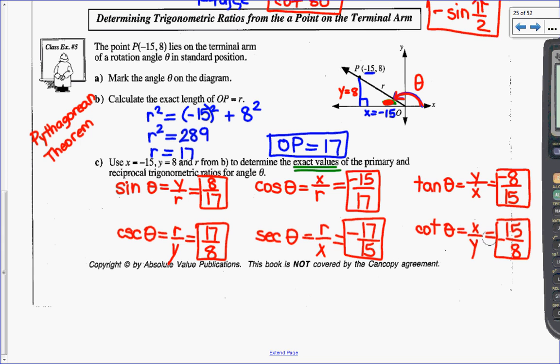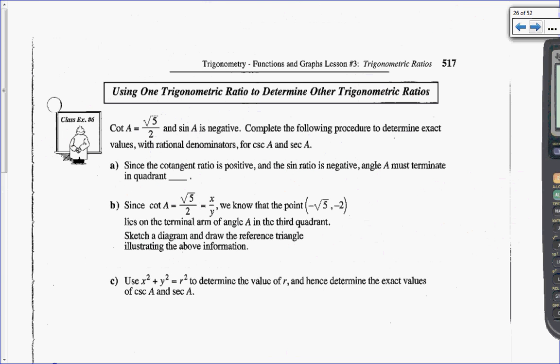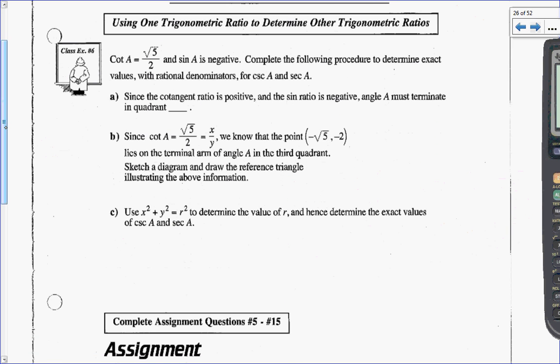All right, the very last question, last example we're going to do, using one trig ratio to determine other trig ratios. What this tells us is that cotan of A is the square root of 5 over 2, and that sine is negative. Complete the following procedure to determine the exact values with rational denominators for cosecant A and secant A.